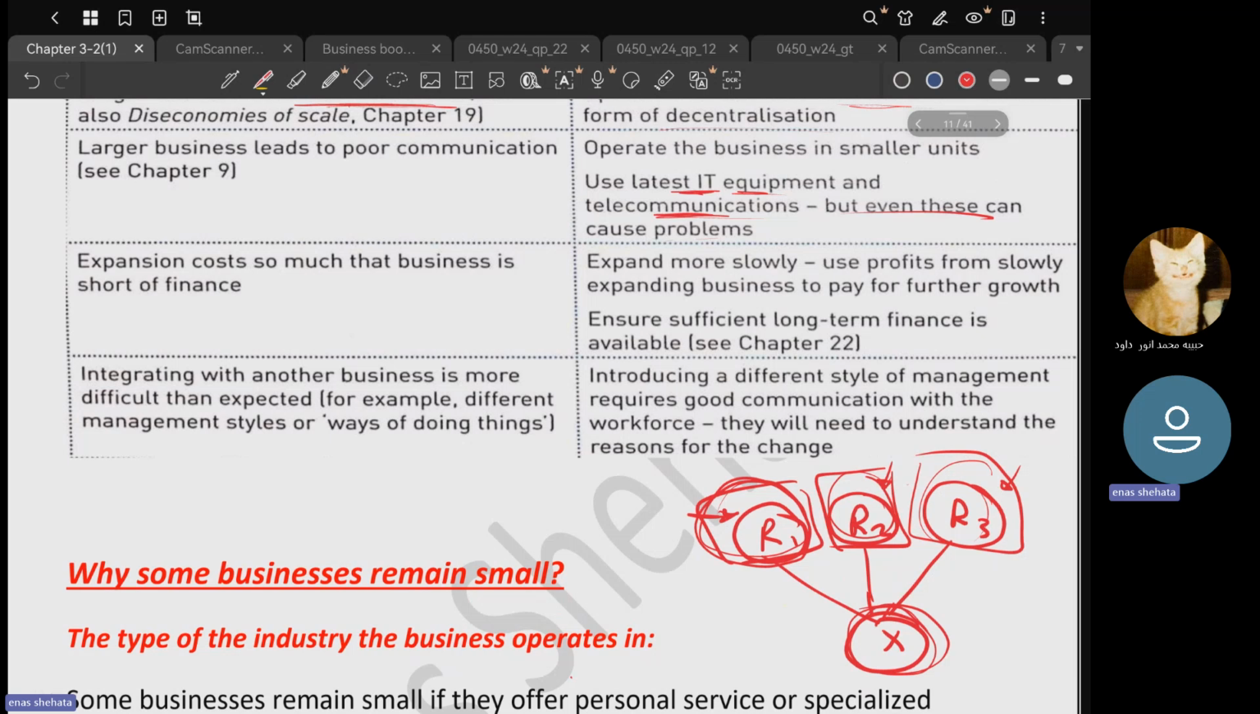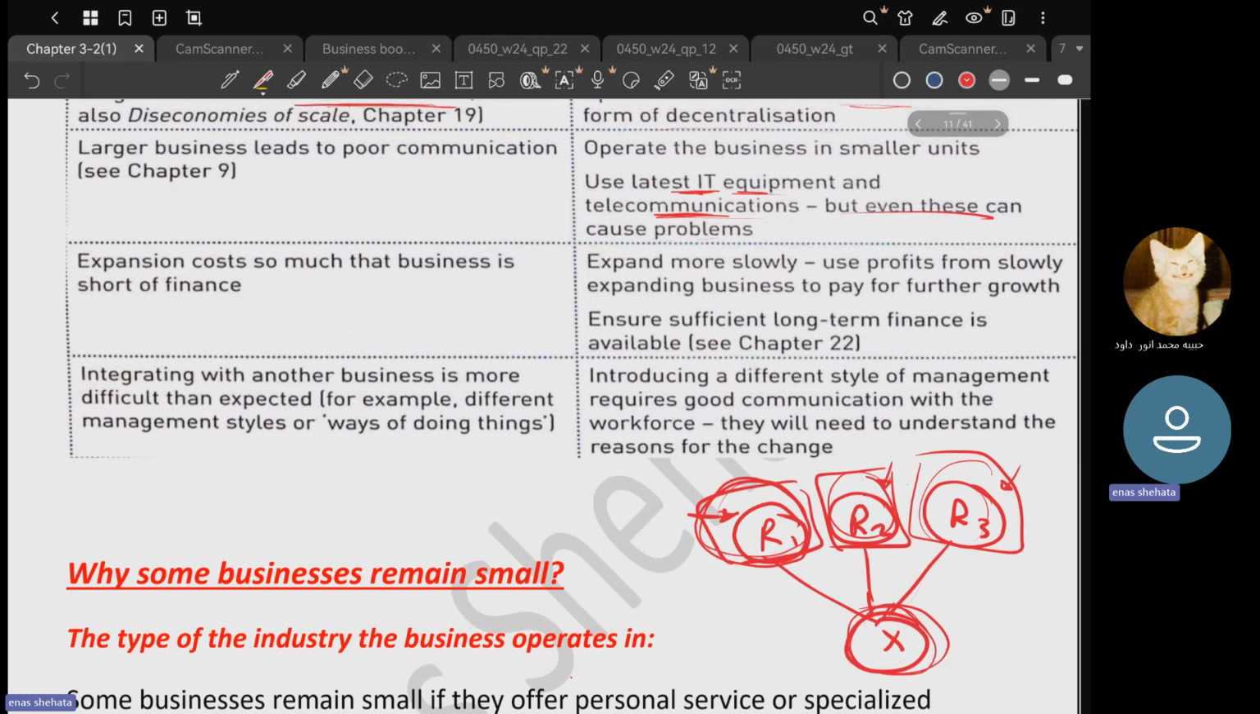I can send emails. The manager or the owner X must go to region 1, region 2, region 3 to see what they are doing. No, they can communicate by making video conferences, for example, using emails like this.